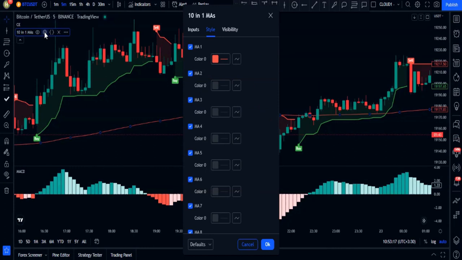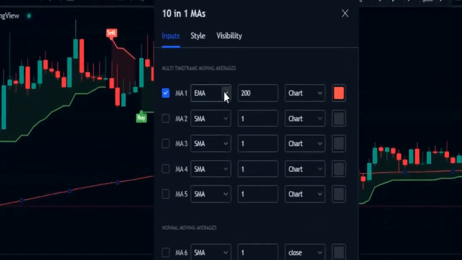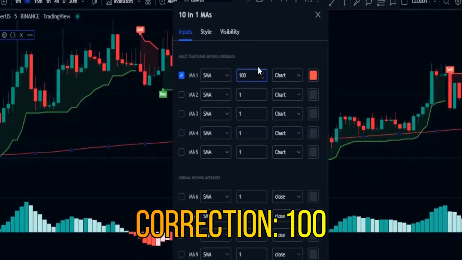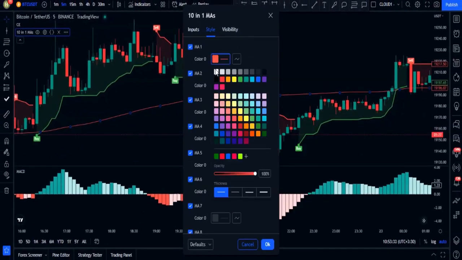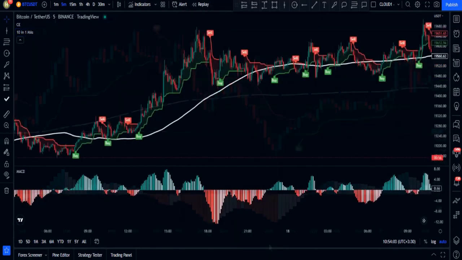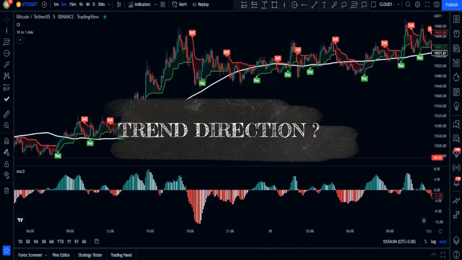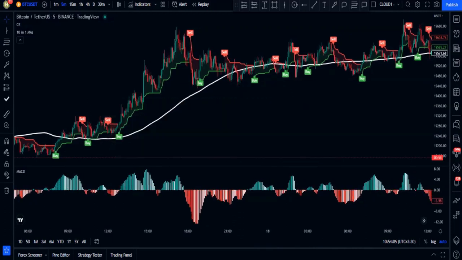Click on the settings button and then in the input section, change the MA1 to SMA and its length to 200. And you can also change the color and thickness of the moving average in the style section. So here's our accurate setup with 3 free TradingView indicators. But first, let's see how we can detect the market trend direction by the moving average.